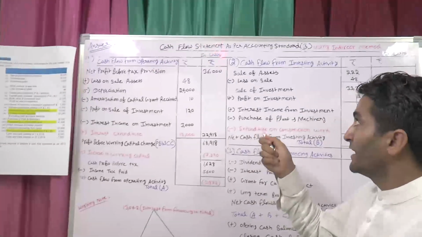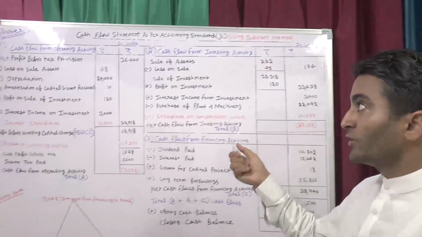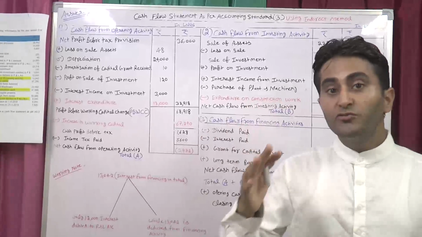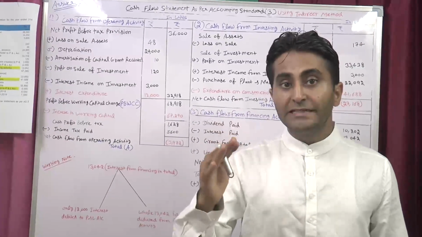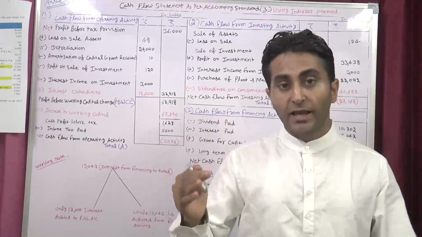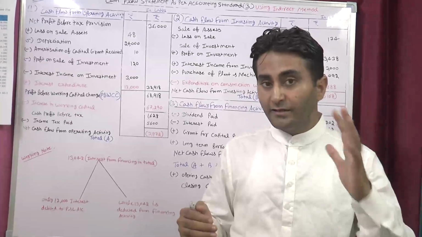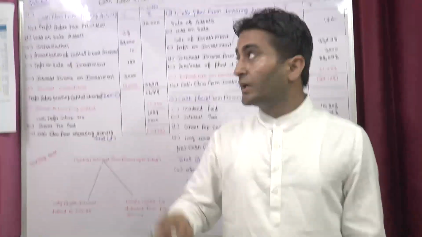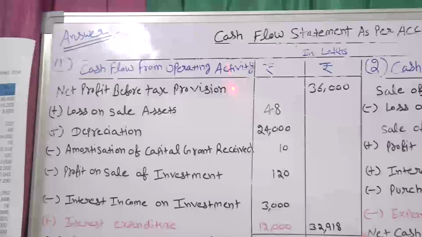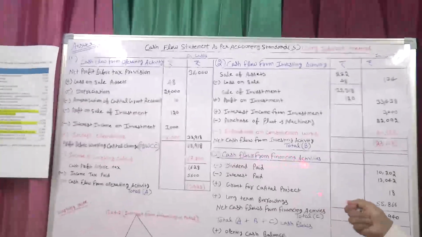So now come to the answer. Cash flow statement as per Accounting Standard 3 revised using indirect method. In this question we are not using the direct method, as the direct method is used where the details of sales, purchase, income and expenses are given. That's why we are using the indirect method. The answer is divided among three activities. First is cash flow from operating activity. Second is cash flow from investing activities. Third is cash flow from financing activities.